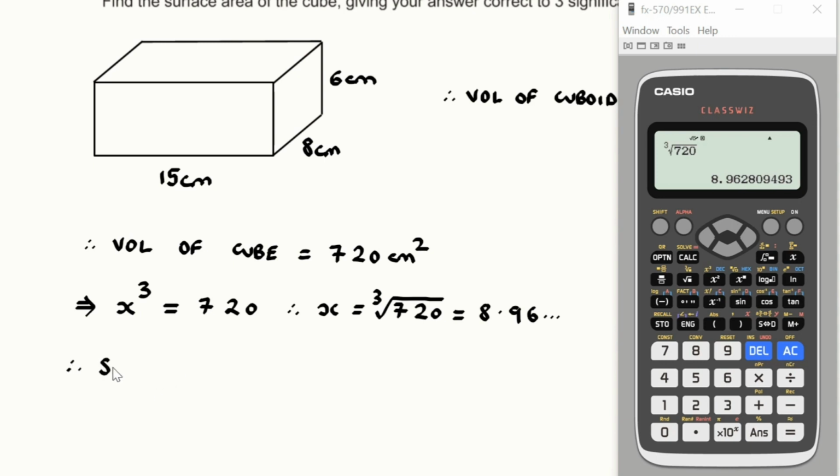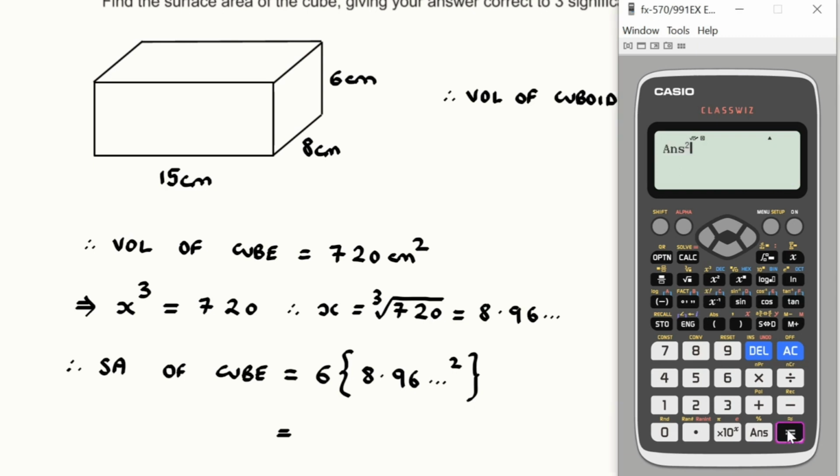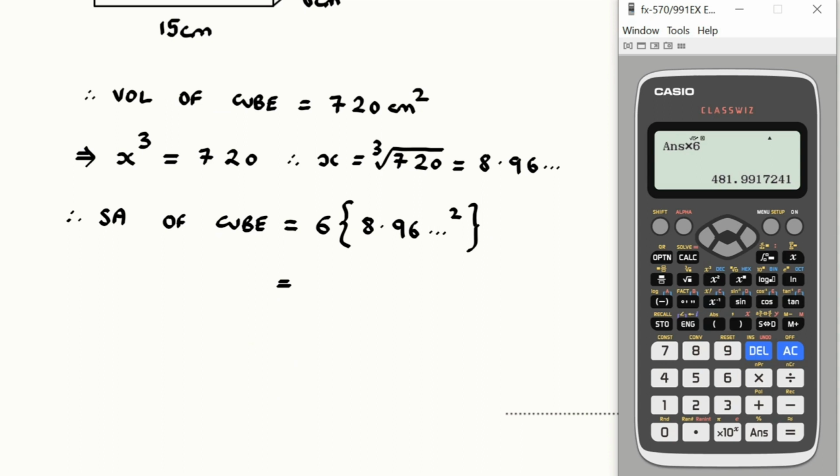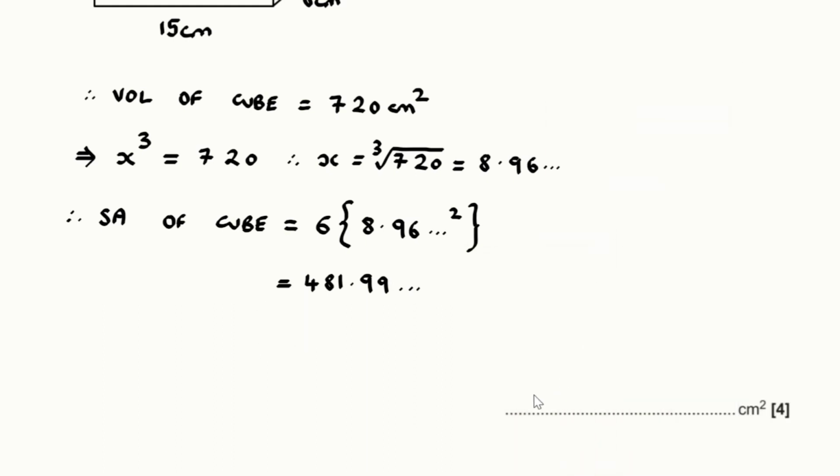So therefore the surface area of the cube, that's going to equal 6 because I've got 6 faces, lots of 8.96, etc. squared. This is one face. So if I square this and times by 6, it turns out that the surface area is equal to 481.99, etc., which to three significant figures, we have 482.